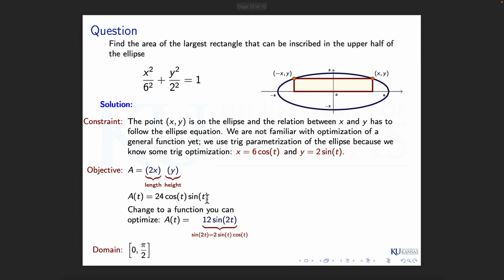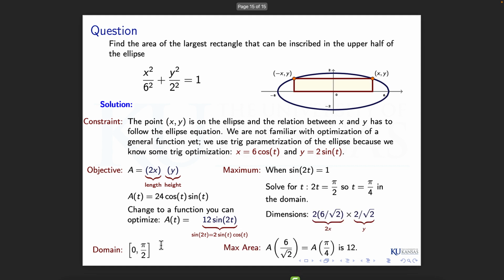And so solving sine of 2t equal to 1 gives me the maximum, that is 2t equal to pi over 2 and t equal to pi over 4, and pi over 4 is in the domain. What is the domain? Because you picked x and y to be in the first quadrant, t can only go all the way to pi over 2. So t is between 0 and pi over 2. Sometimes this is an open parenthesis.